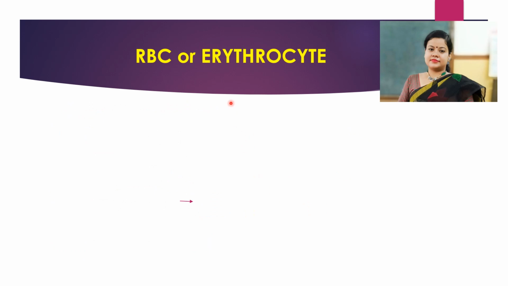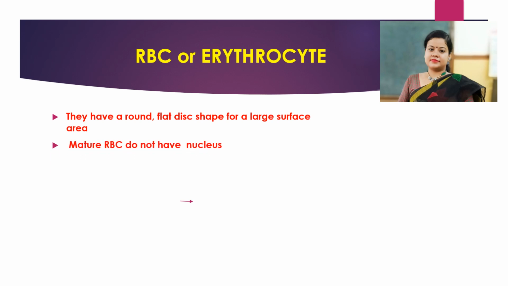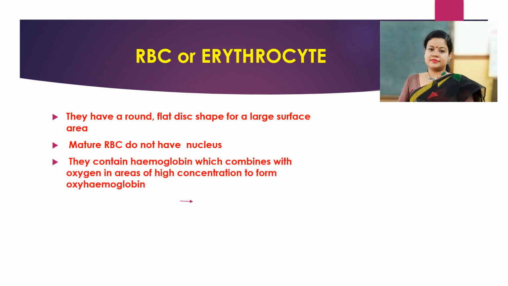RBC or erythrocyte. They have a flat disc shape for a large surface area. Mature RBCs do not have a nucleus. They contain hemoglobin which combines with oxygen in areas of high concentration to form oxyhemoglobin. Just like this, oxygen plus hemoglobin forming oxyhemoglobin.